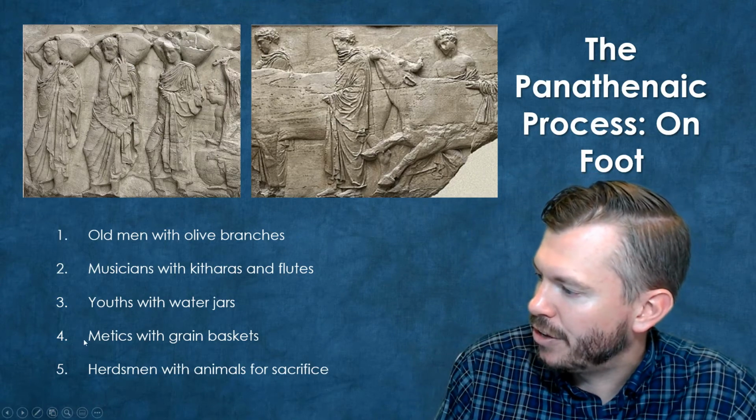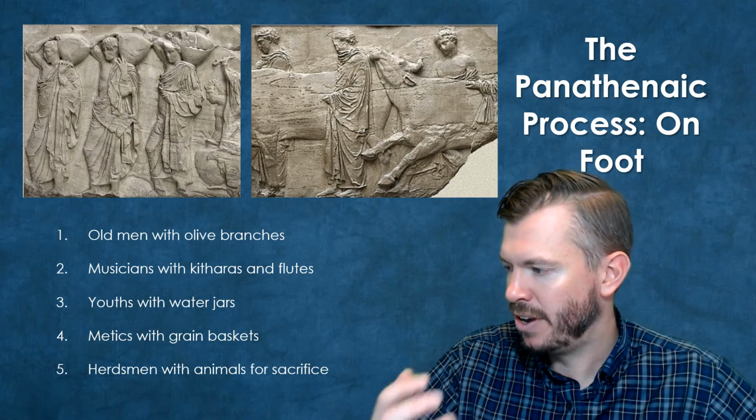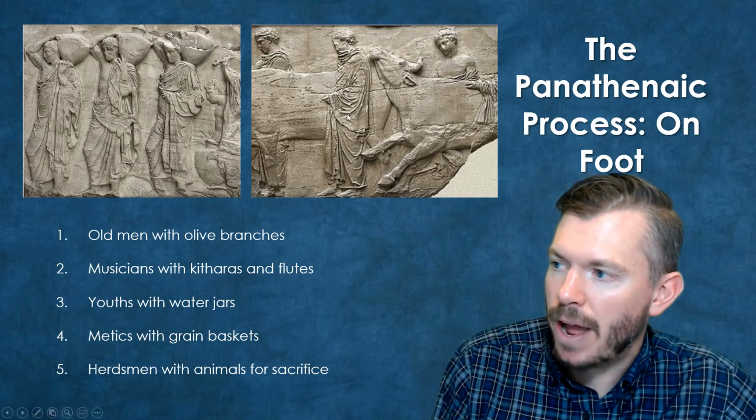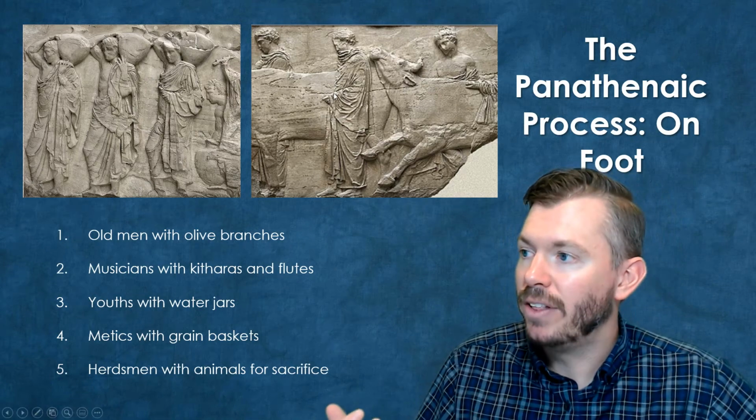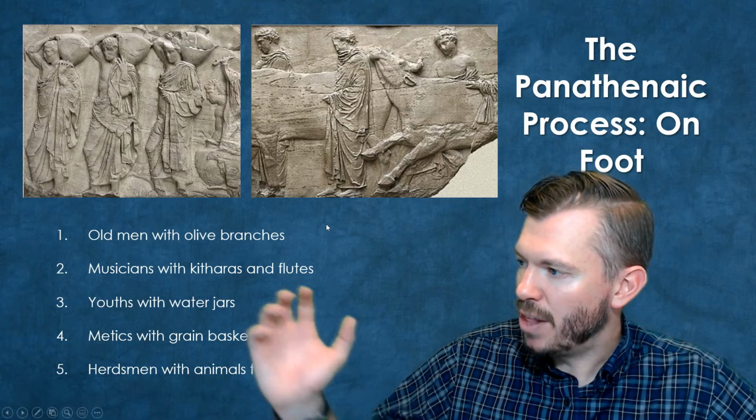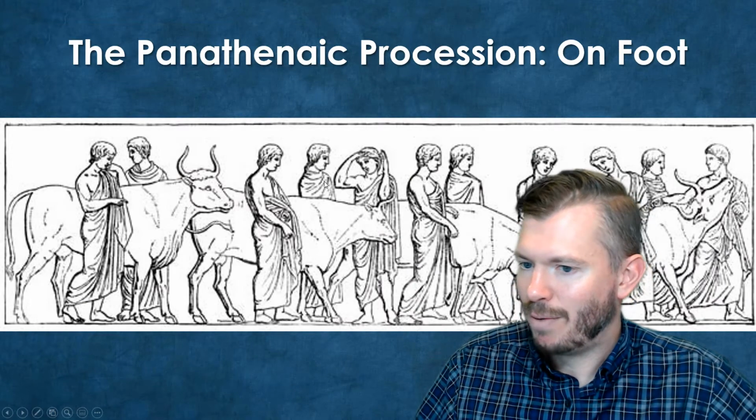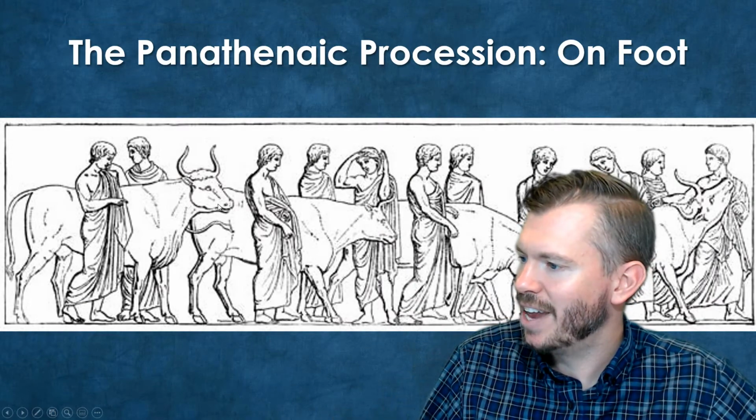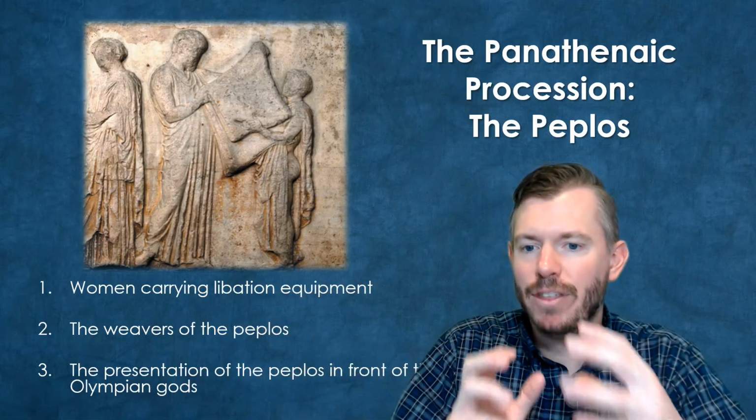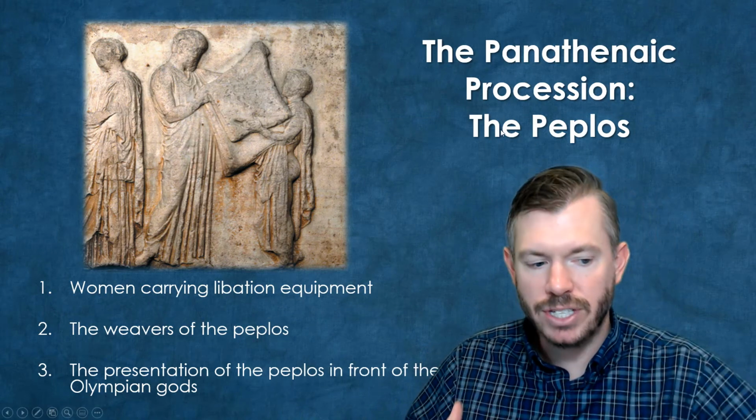So metics are the term for people who are in Athens, but not necessarily citizens. So they're people who have come from somewhere else into Athens. And then we've got herdsmen bringing animals like cattle here for sacrifice to the goddess. So all these things are following the equestrian riders. And again, you can see a recreation of what this would have looked like here. And then finally, after the horsemen and after the people on foot, you get the procession of the peplos itself. So again, the peplos is the garment.